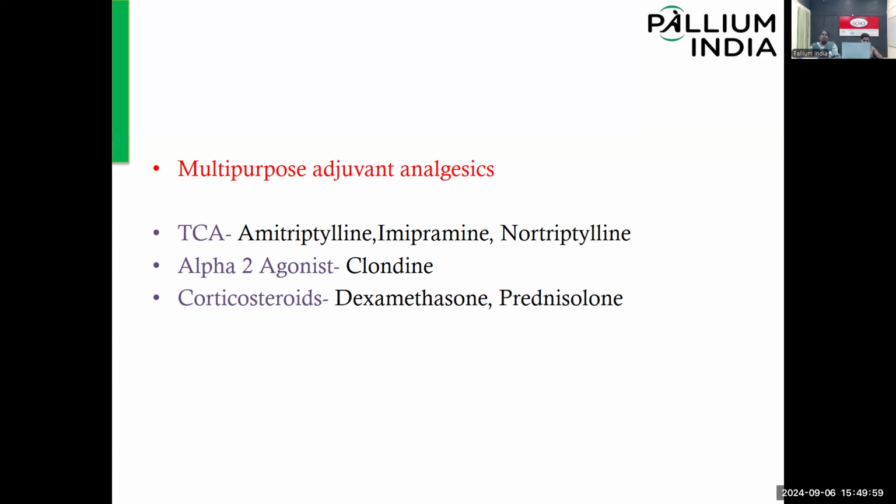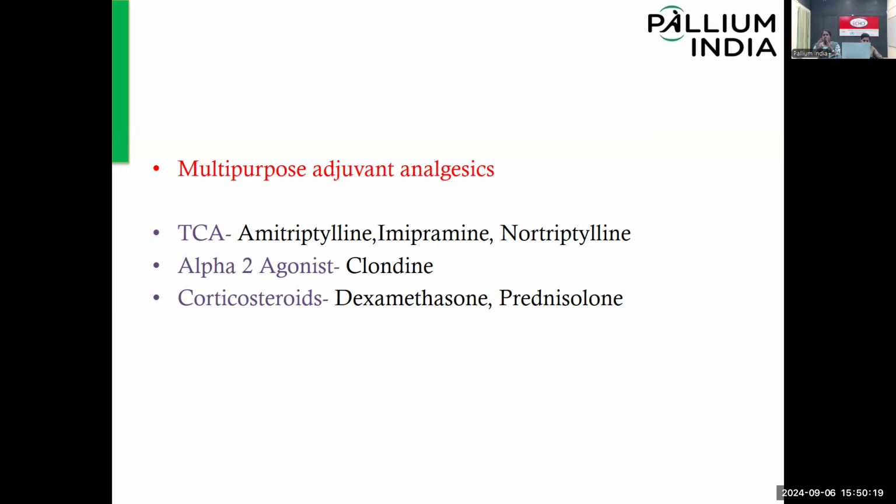Next one is alpha-2 agonist, that is clonidine. And the third one is corticosteroids. Usually we are using dexamethasone and prednisone. These are the multi-purpose adjuvant analgesics. These drugs are mainly used for neuropathic pain. This is the main mechanism of action for neuropathic pain.